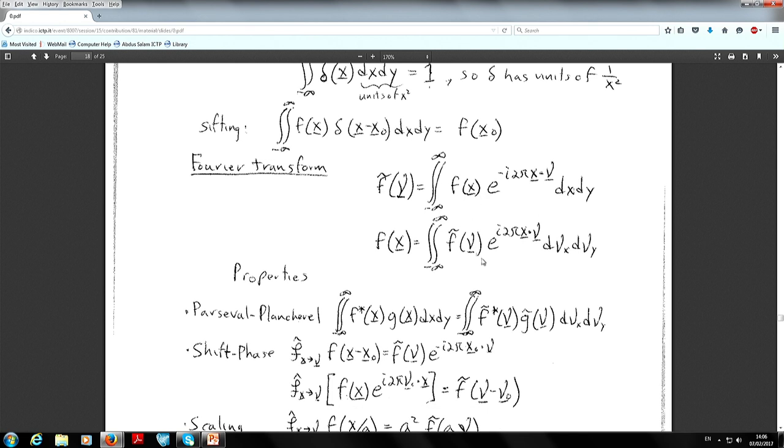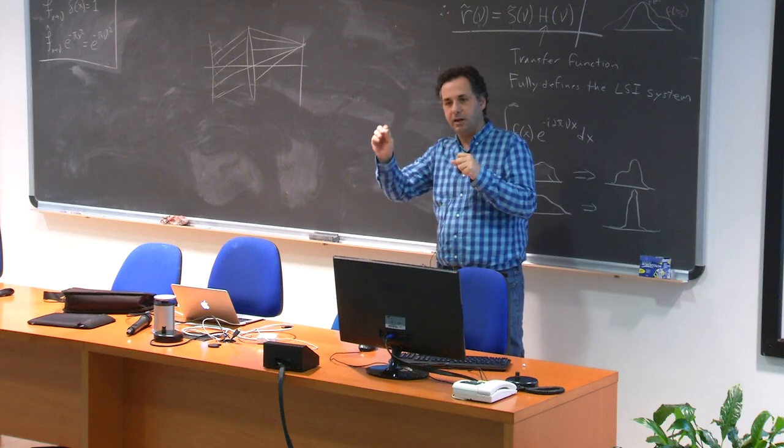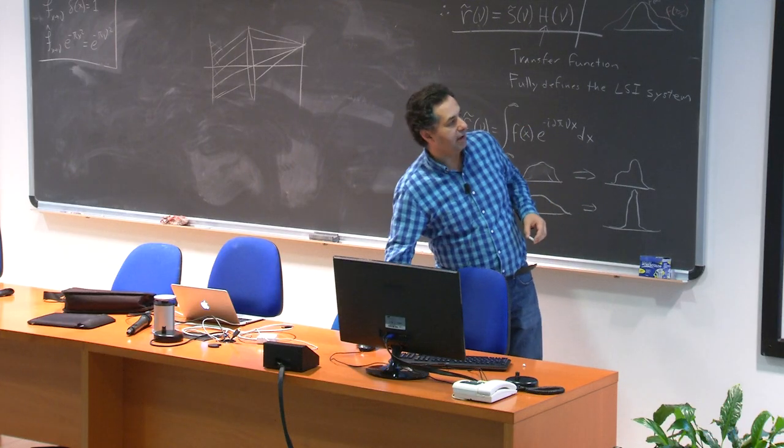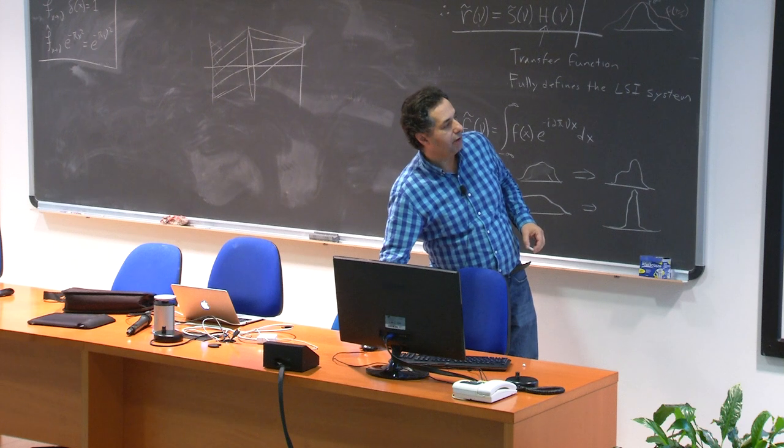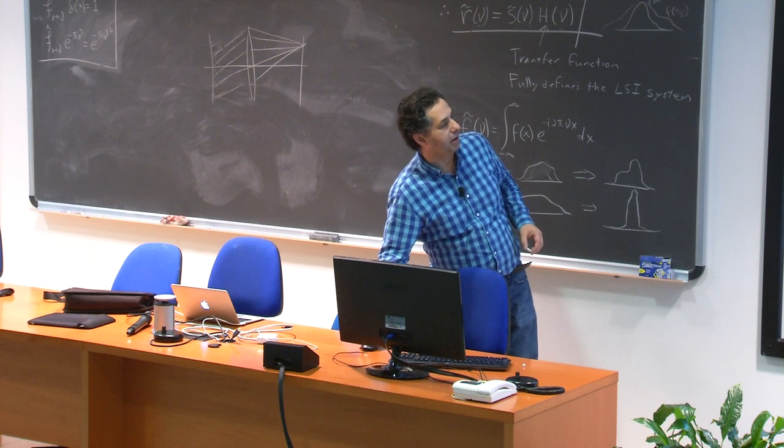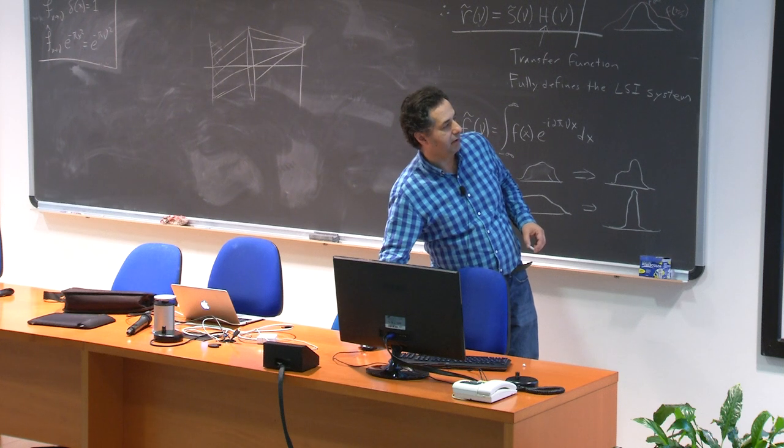The Fourier transform is defined the same way, except because x and nu are vectors now, this has to be the dot product, meaning x times nu sub x plus y times nu sub y. And same with the inverse Fourier transform. And all the properties look very similar. They're just the vector versions of these.